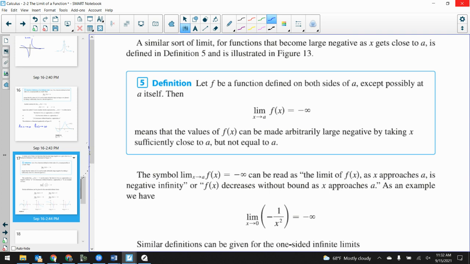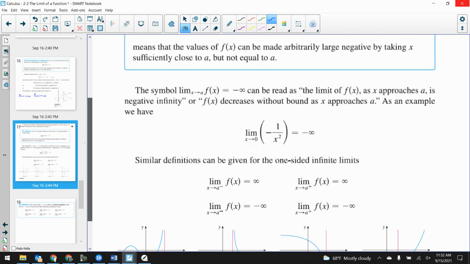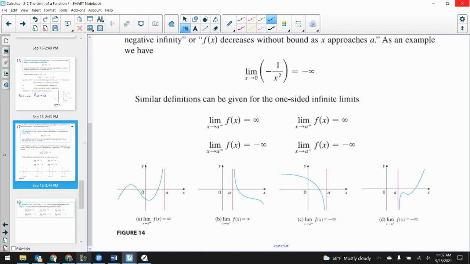Let me talk about this diagram here. Let's take a look at these graphs down below here.